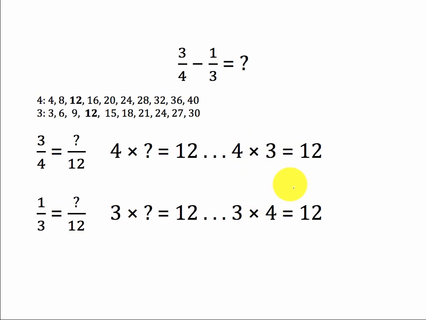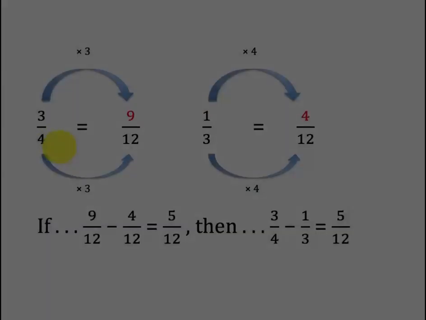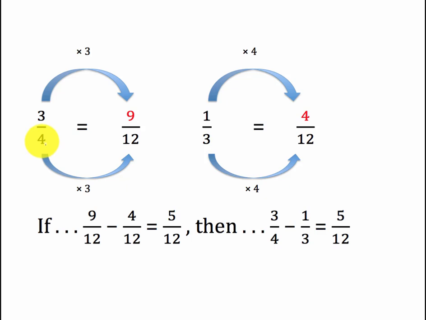So this tells us what we're going to multiply these numerators by. If we're multiplying this denominator by 3 to get to 12, then I also need to times the top by 3. So 3 times 3 is 9. And for 1/3 over here, I'm multiplying 3 by 4 to get 12, so times the top by 4. 1 times 4 is 4. So this tells us that 3/4 is equivalent to 9/12, and 1/3 is equivalent to 4/12.